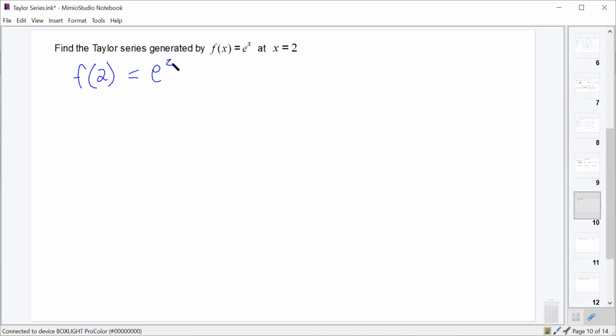It should just be e to the second, right? What about f prime of 2? That's just going to be also e to the second. What about f double prime of 2? That's also going to be e to the second, and so on, right? These are all just going to be e squareds as we go through. Would you all agree with that? Yep. Okay. So what is our first term going to be in the series?